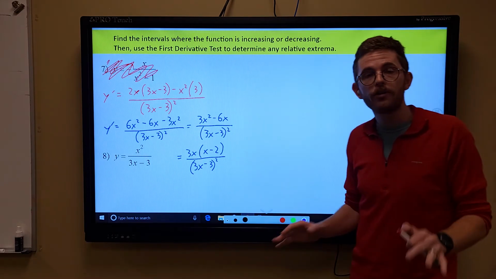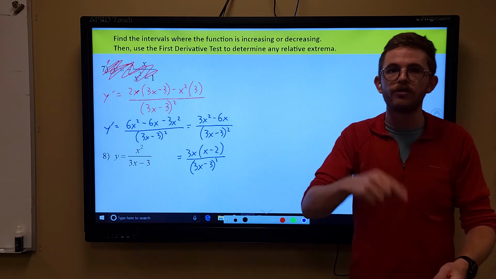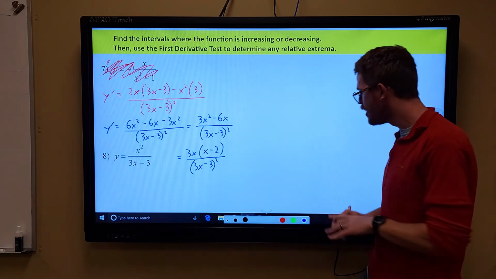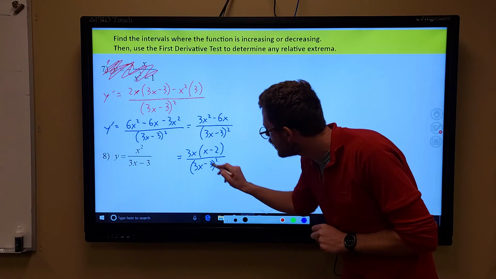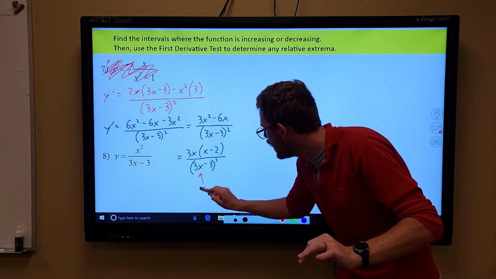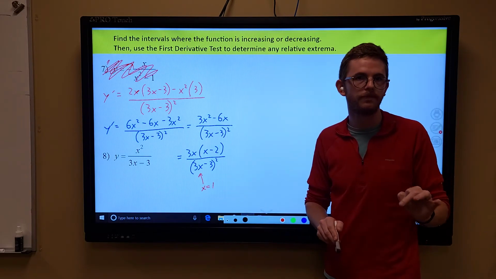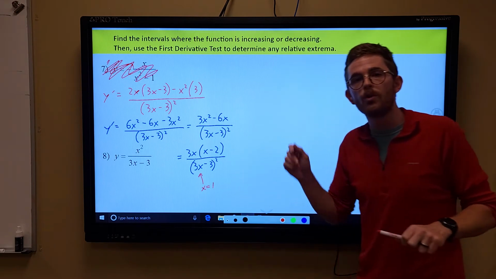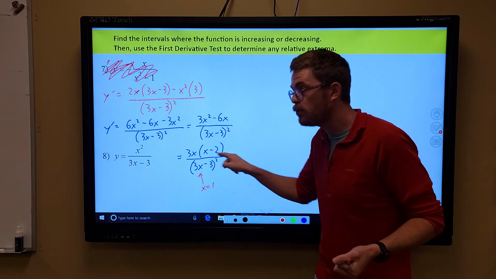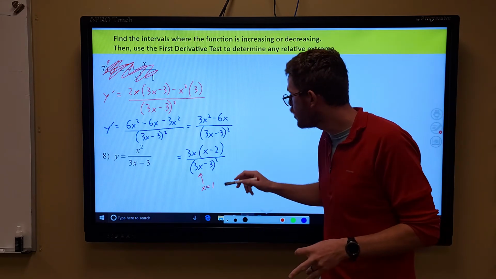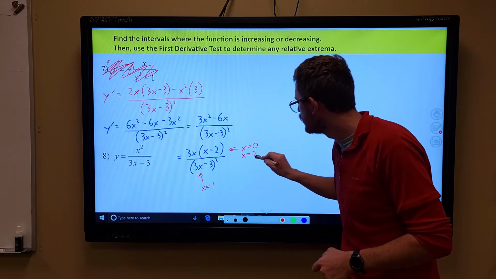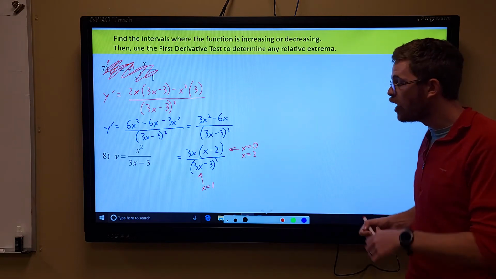But now we need to look for critical values. When do we have critical values? When the first derivative equals 0 and when the first derivative does not exist. And the first derivative here will do both of those things. The first derivative does not exist when the denominator equals 0. And when will the denominator equal 0? When x equals a positive 1. And we also have critical numbers when our overall first derivative equals 0, and that would be when the numerator equals 0. When will the numerator equal 0? When x equals 0 and when x equals 2. So there we go. We've got 3 critical numbers.